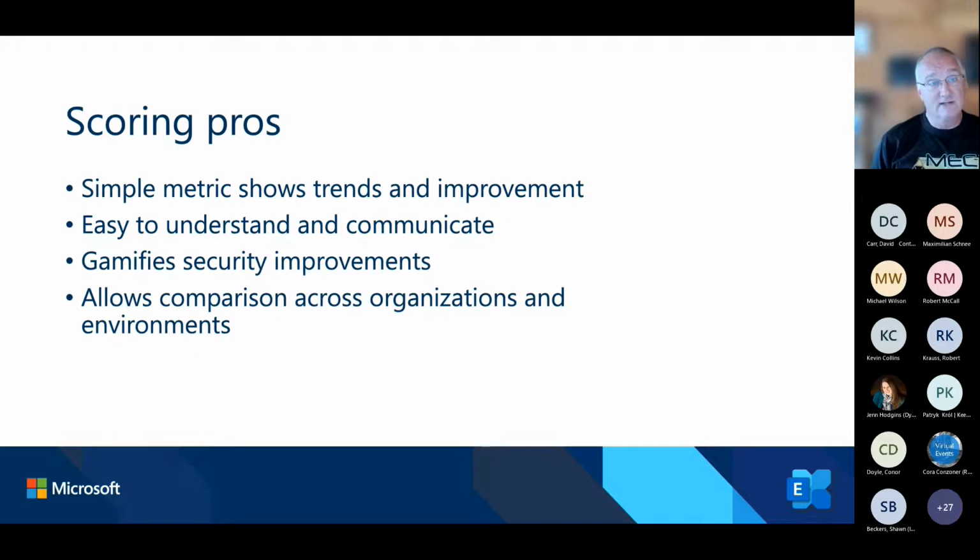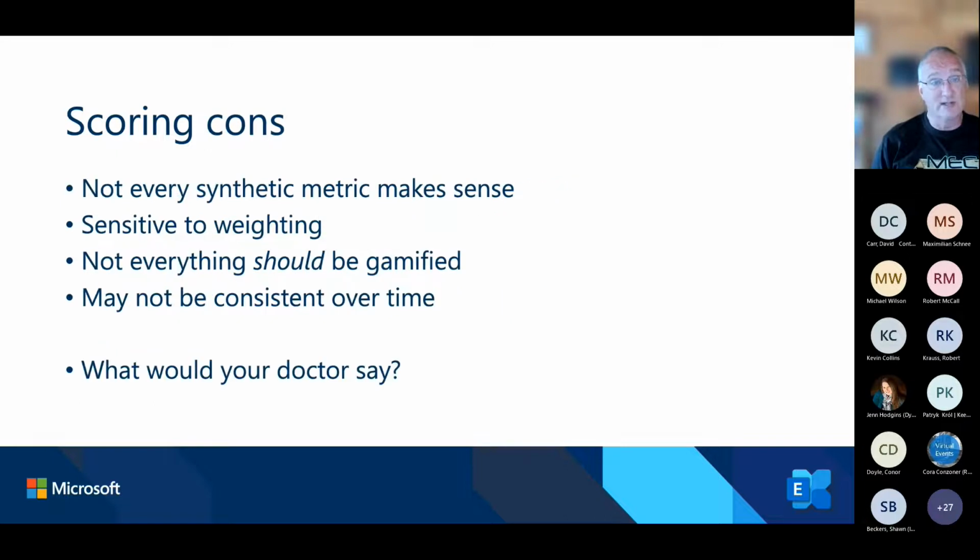But I would be remiss in not saying that scoring systems in general also have some downsides. One is that not every synthetic metric that you can make up as a score makes sense. What do I mean by that? Well, I'm going to pick a little bit on what used to be the productivity score tool set that Microsoft had, which has now been refined to adoption score. They used to give you a score based on how often people used video in meetings.